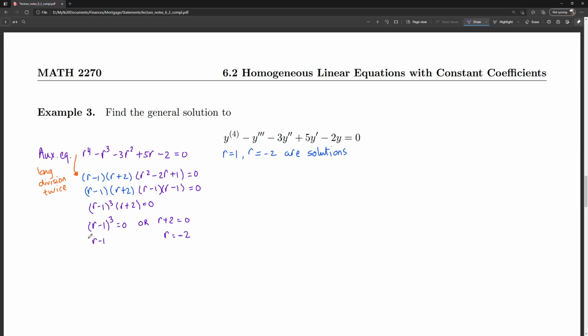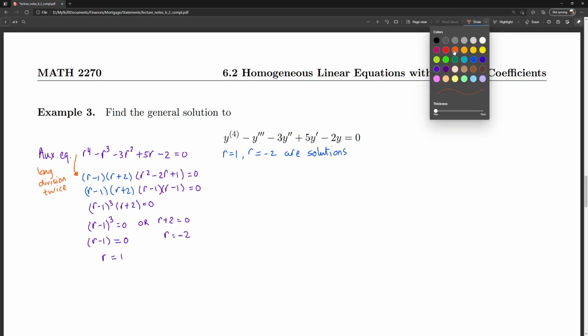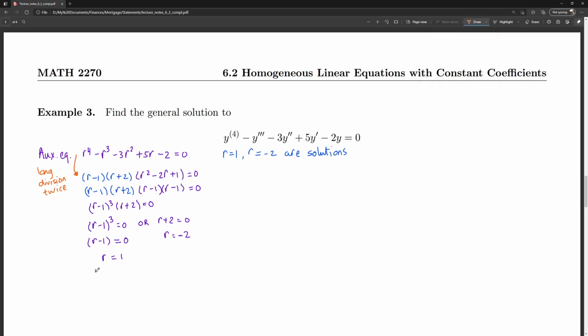And we can basically take the cube root on both sides, and then we get r minus 1 equals 0, and then r equals 1. But the important part there is that this has multiplicity 3. We have r equals 1 with multiplicity 3 that comes from this power right here.